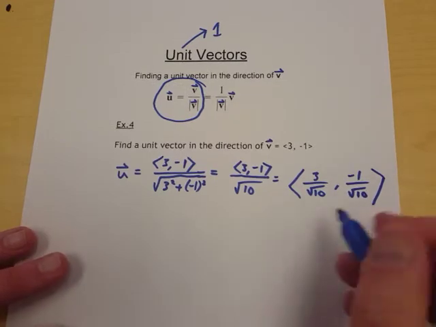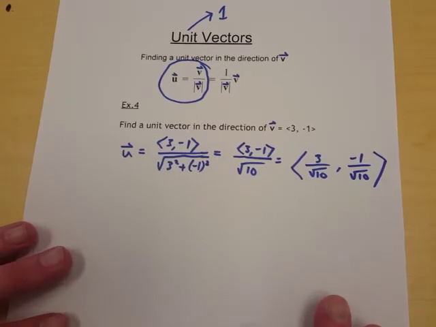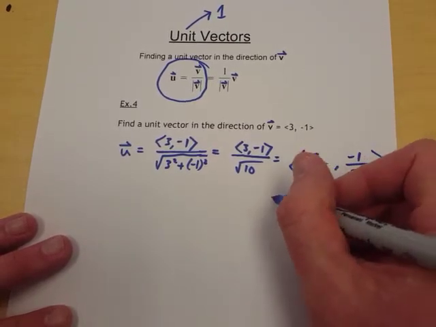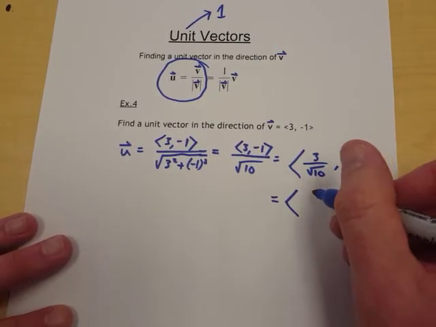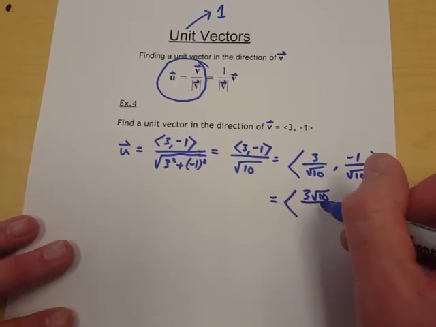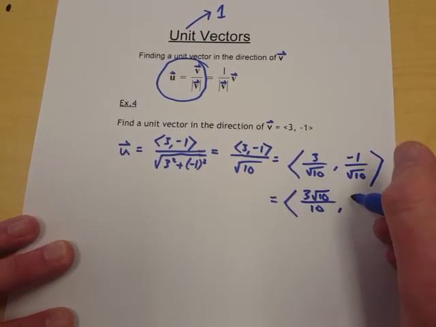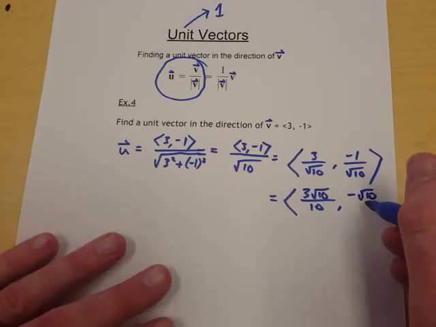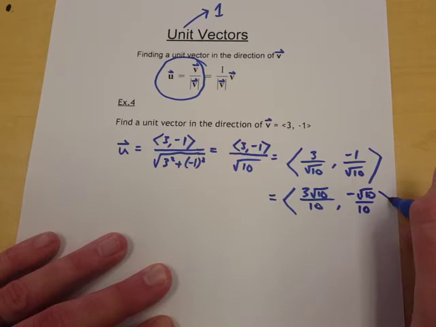Remember that anytime we have a root in the denominator, we want to simplify that by multiplying top and bottom by square root of 10. So then to have it in its simplest form, this would end up looking like ⟨3 square root of 10 over 10, negative square root of 10 over 10⟩, all inside the pointy brackets.